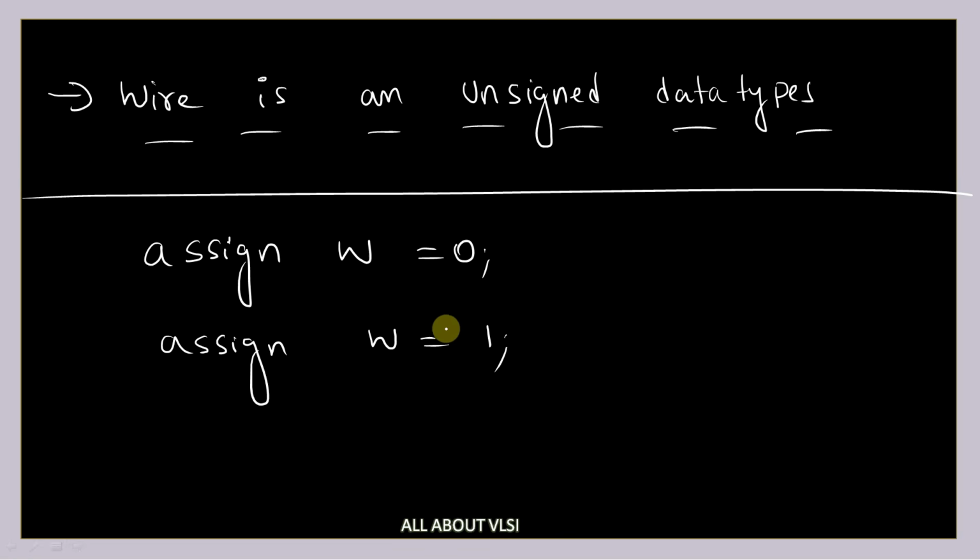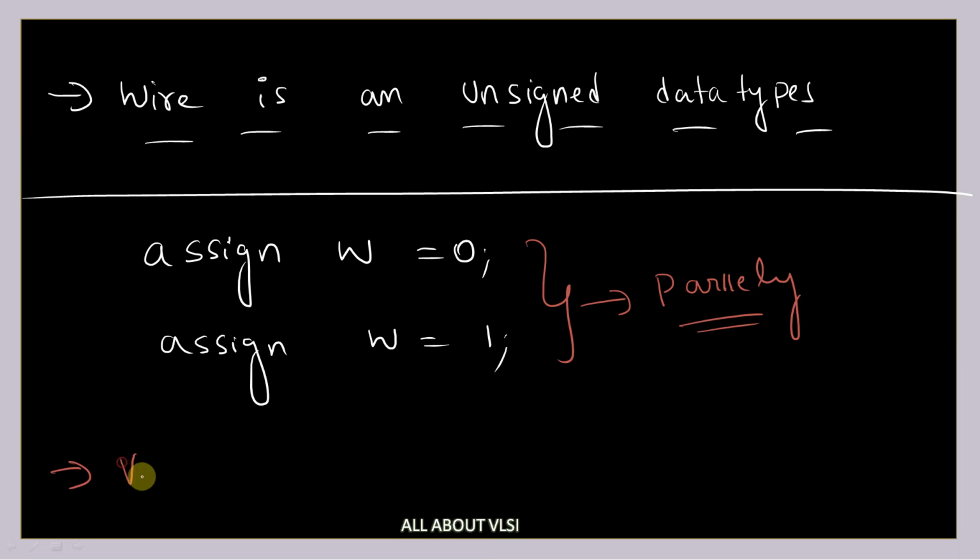Exactly. Very good. So basically, Verilog is a concurrent language. All the statements inside our Verilog will be executing parallelly. So these two statements will be executed parallelly.